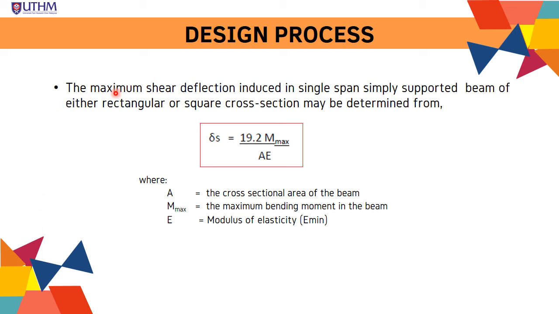The maximum shear deflection induced in a single-span simply supported beam of rectangular or square cross-section can be determined using this formula. So the deflection due to shear is equal to 19.2 Mmax divided by AE. Mmax is the maximum bending moment, A is the cross-sectional area and E is the modulus of elasticity, taken as E minimum.